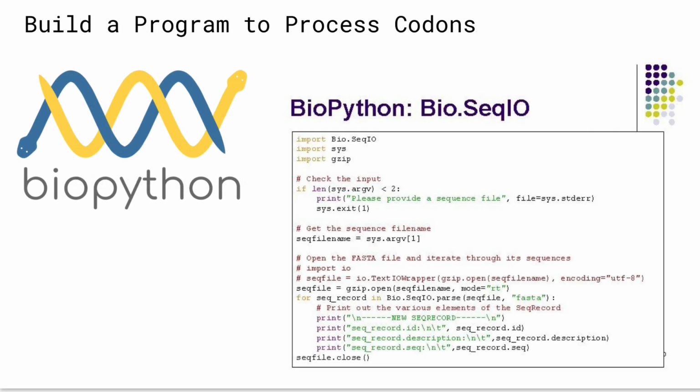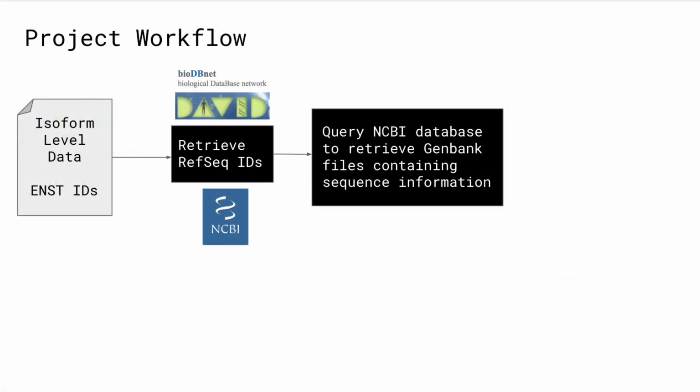To build a program to process codons, I used the BioPython tool to fetch and access sequences from the NCBI database and analyze them in Python. To explain this project, I will first start with the project workflow. We started with isoform level data, which have ENST Ensembl IDs.